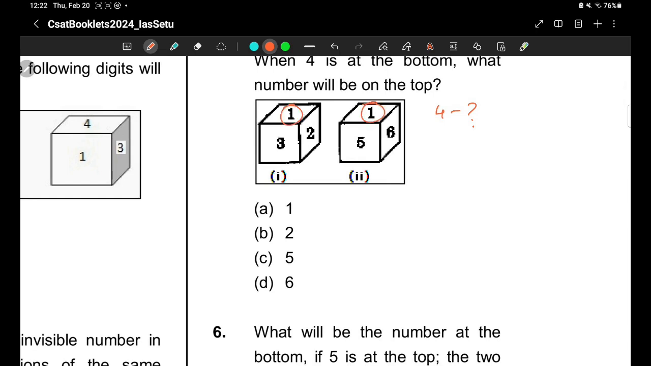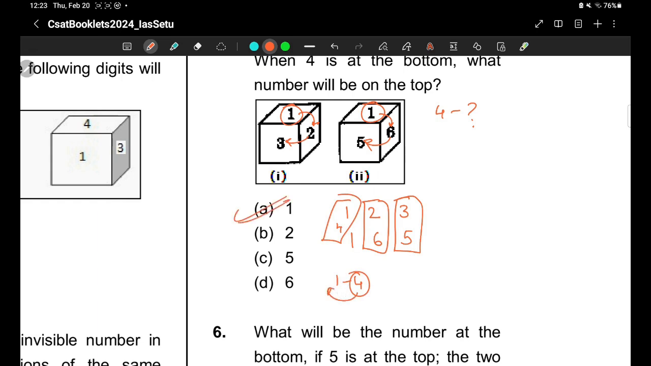1 is common, no? Go clockwise. Here also you have to go clockwise. 1, 2, 3. Then over here 1, 6 and 5. Then 3 and 5 are opposites, 2 and 6 are opposites. What is the missing number now? 4 is the missing number. So 1 and 4 are opposites. So what is the opposite number of 4? 1. So the answer is 1.